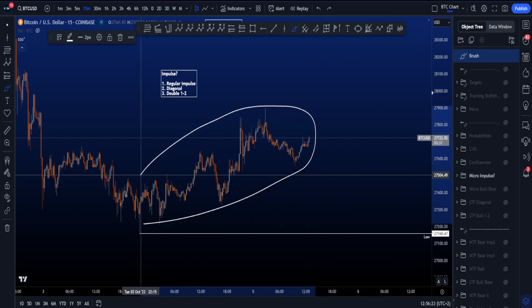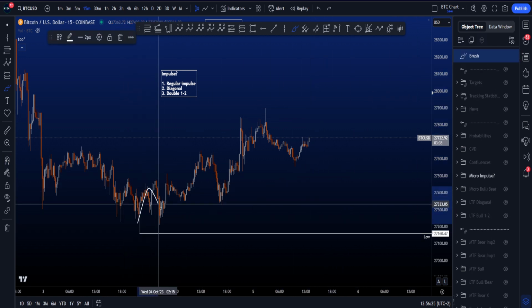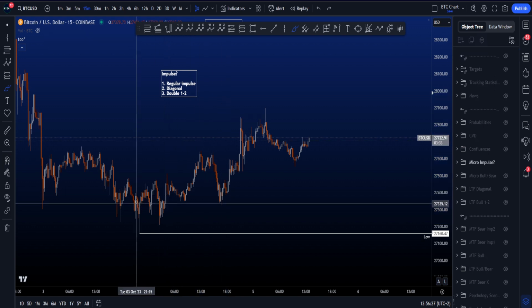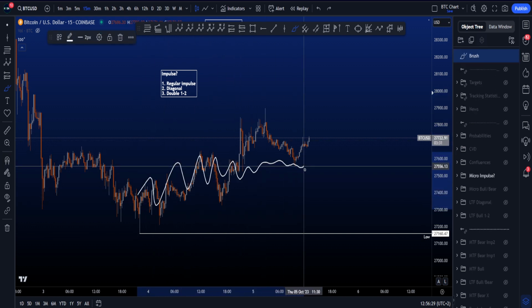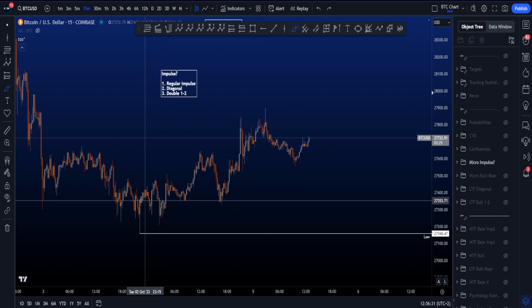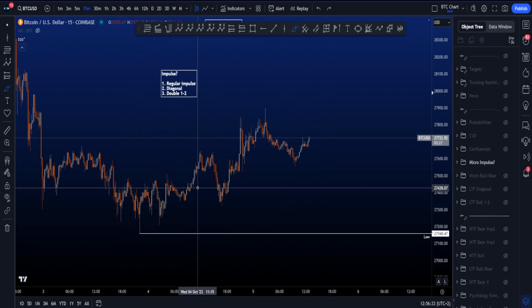Now you can see there's a lot of overlap here and we can't count a regular impulse in a 3, 4, 5. Everything is very, very overlapping, and wave 1 and 4 are not allowed to overlap, but this does not look like an impulse.